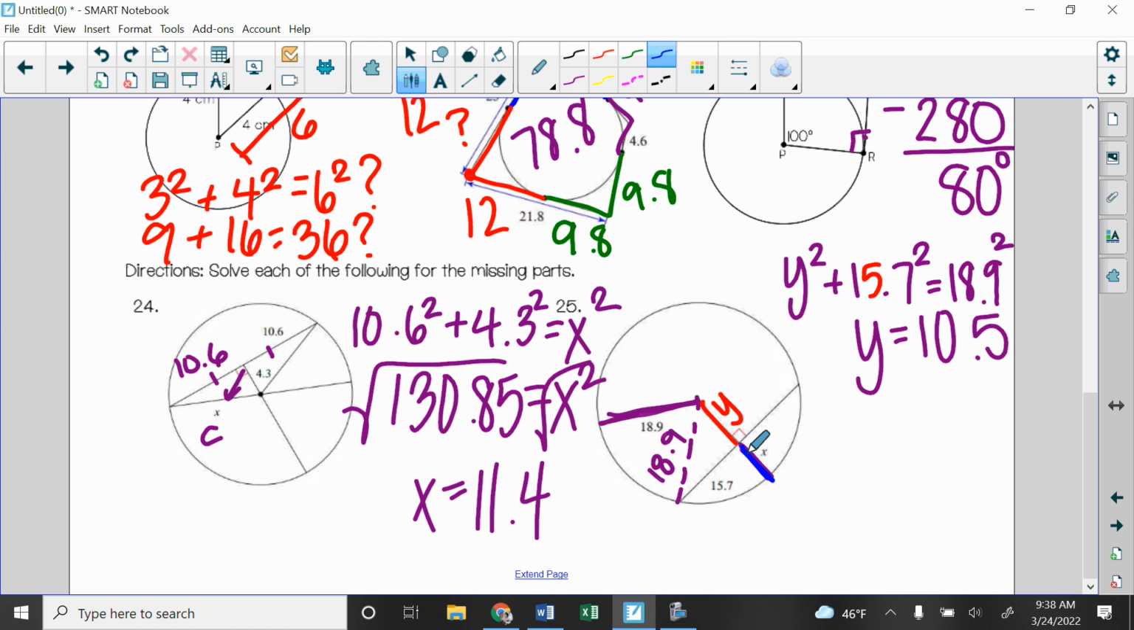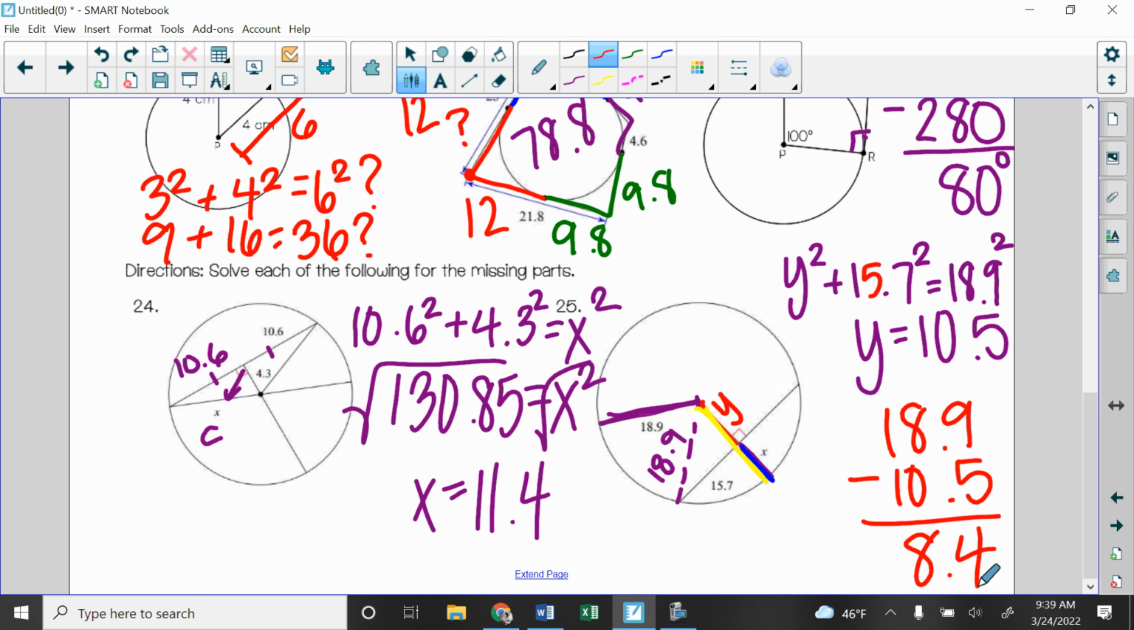So what is this whole segment altogether? Yeah, it's another radius, so it's 18.9. If I take the 18.9 and take out that red piece, I can't do my colors today, I'll be left with just that little blue section, which is 8.4. So you got 1 point for setting this up, 1 point for this answer, 1 point for your subtracting, just if you're trying to keep track of where your points are.